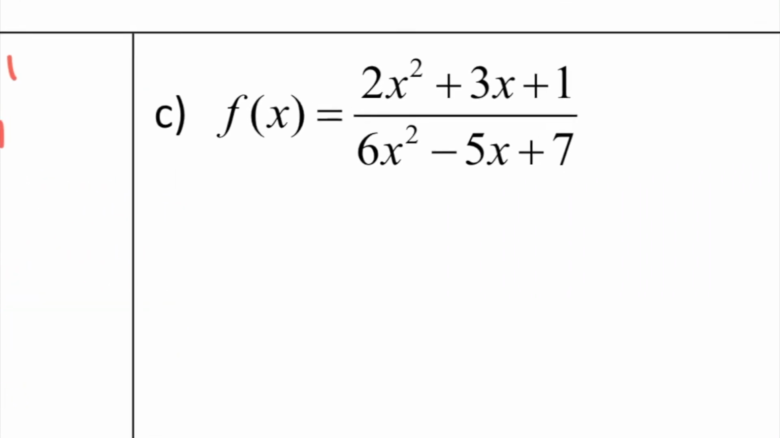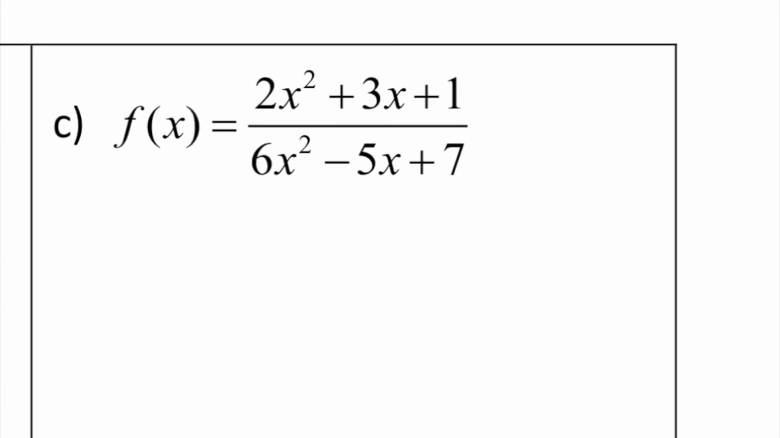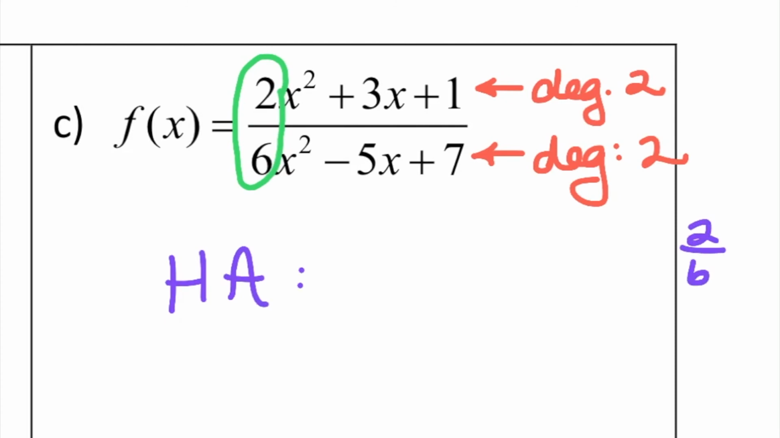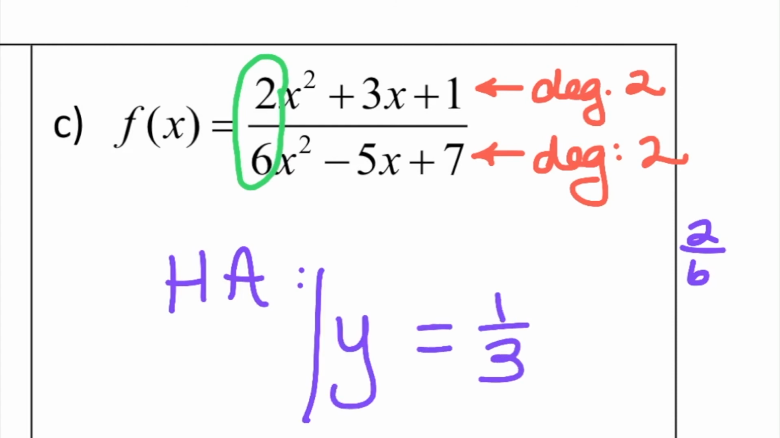And then in letter C, again, the degree of the numerator is the same as the degree of the denominator, and they're already written in standard form, so your horizontal asymptote is going to be this time not 2 over 6, because that's a fraction that can be reduced, but it's going to be y equals 1/3.